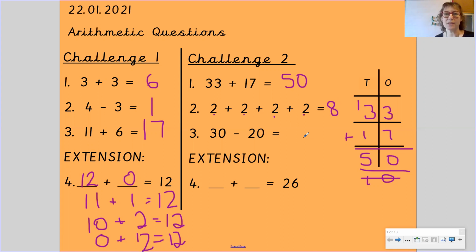And then 30 take away 20. I don't need to use my 10s and 1s, because that's all in my 10s. So 30 is 3 lots of 10, and I want to take away 20, which is 2 lots of 10. So I'm just left with 1 lot of 10.